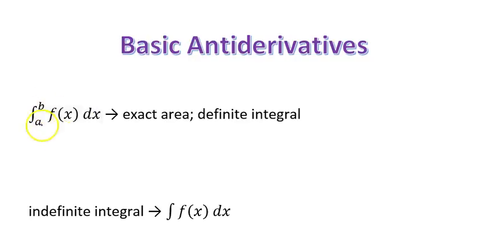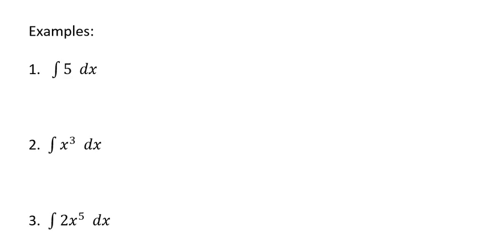But for right now, just understand that we can get the exact area using calculus, and it's called a definite integral. We're going to start out with indefinite integrals, which do not have the a and the b, the starting and ending points, and they do have a function in here. We're just going to be learning to go backwards from our derivative rules to get an original function, and we will put it all together in a later lesson. So let's start off with some examples.